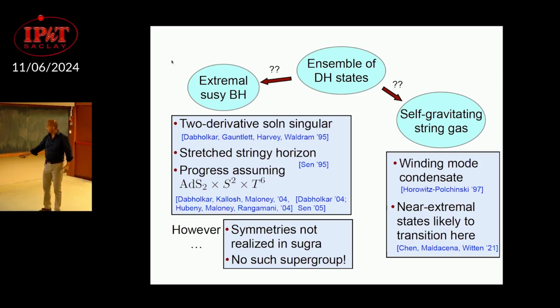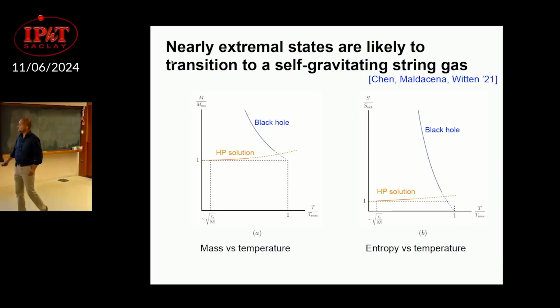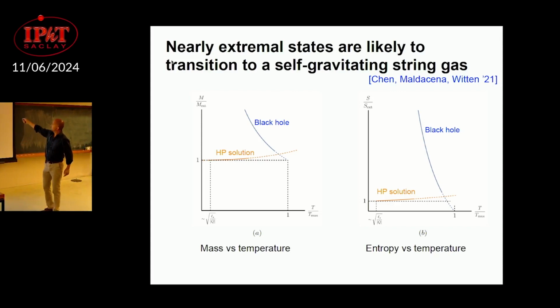And it was argued in this paper, by Chen, Maldacena, and Witten, that the near extremal states of this two-charge system are likely to transition there instead of the black hole. Now, I'm not sure that's completely familiar to this audience, so I'm just going to review this briefly. This is from Chen, Maldacena, and Witten.